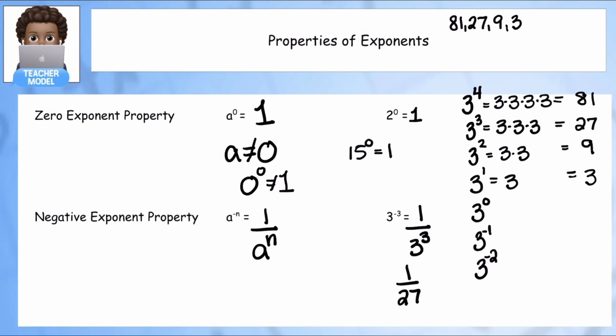Yes, they are. Each time my numbers are decreasing, they're being divided by 3. And this makes sense because when I expanded, I had 4 3s. Now I have 3 3s, 2, and 1. So thinking about this with our numbers, each time they're being divided, I see a pattern of divide by 3.